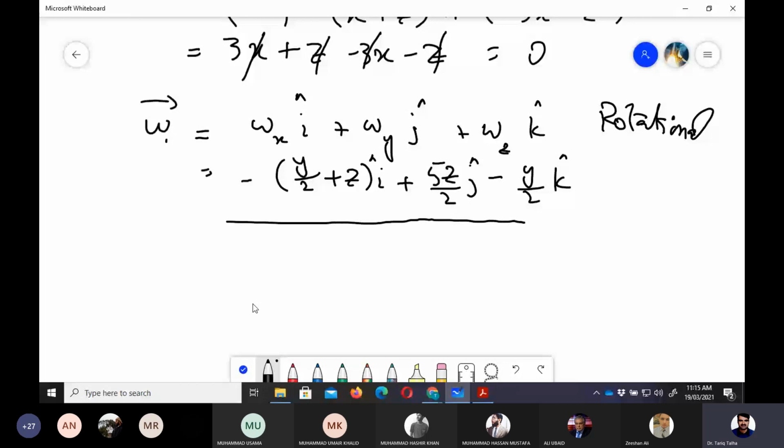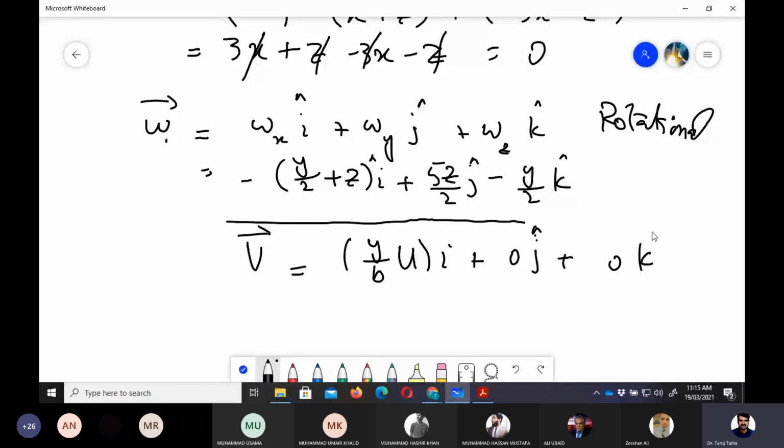The velocity vector is given as y upon b into U in the x direction, plus 0 j plus 0 k. It means that there is no vertical or normal velocity, or into-the-board velocity. So v and w velocities are equal to 0. Only the u velocity is non-zero, which is given by y upon b into U.